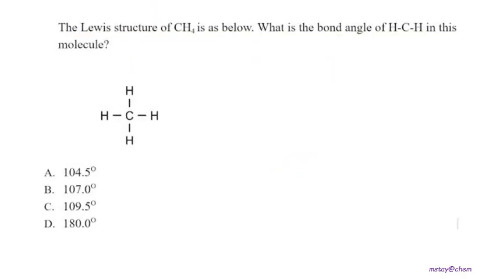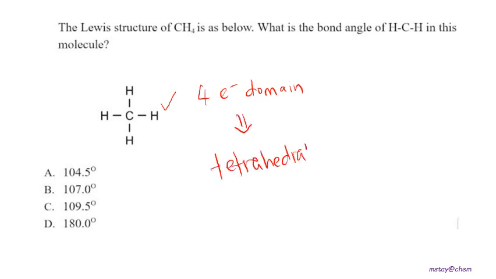The Lewis structure of CH4 is given with 4 electron domains, so that means it is supposedly a tetrahedral shape. And then the question asks us about the bond angle. The bond angle for a tetrahedral shape is 109.5. 107 is the bond angle for ammonia, and 104.5 is the bond angle for water.